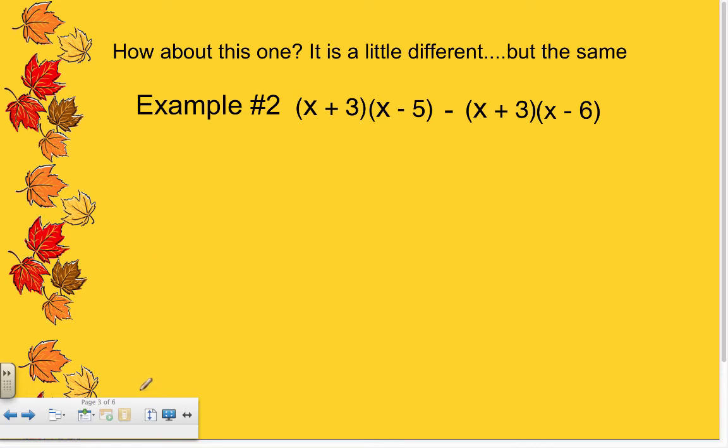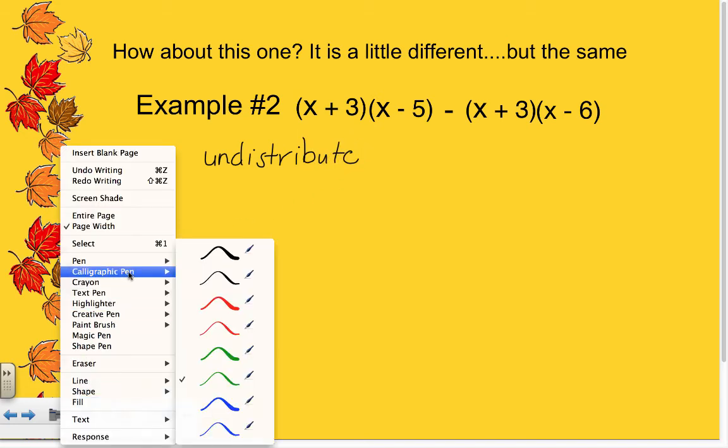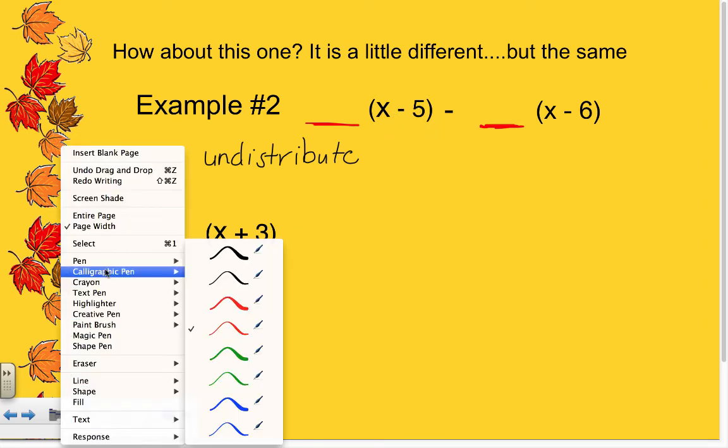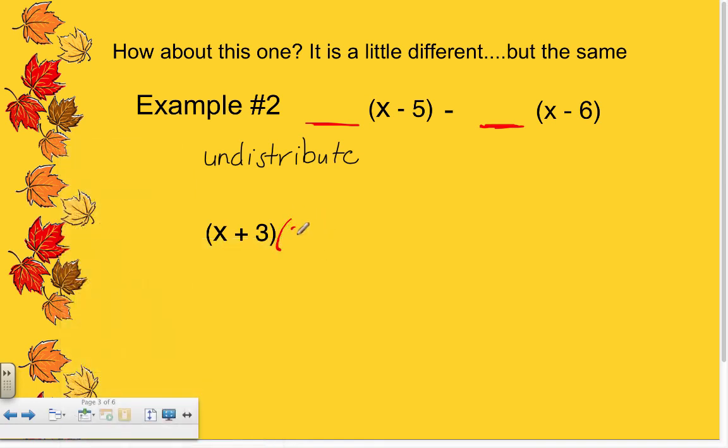One more example. It is a little different, but the same. So I am just going to use my undistribute. The undistribute is going to be really big later on in math, so I kind of want you to get used to it. So what do they have in common? They both have an x plus 3. That's what I must have distributed. So I'm going to pass the x plus 3 forward to the front of the classroom. Look what I have left. I have left an x minus 5.